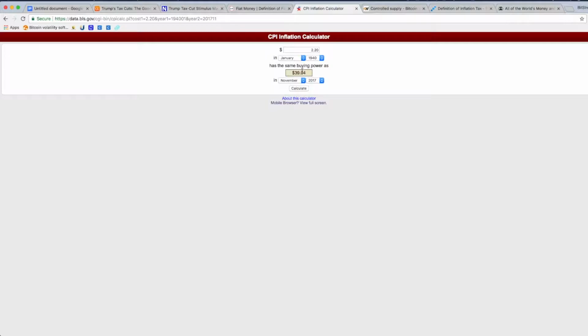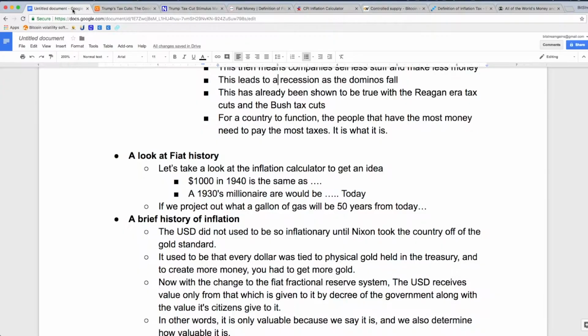And that is exacerbated by tax cuts. So every time the government doesn't have enough money to pay its bills, it adds to the money supply along with fractional reserve lending, and it leads to this. So I just wanted to show you guys that.